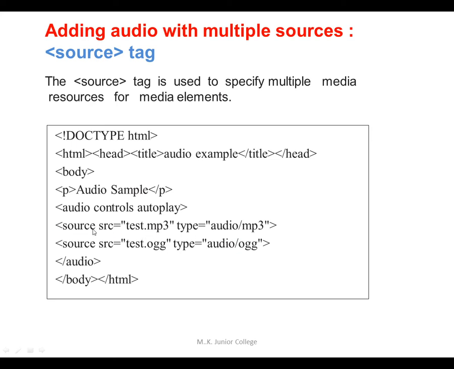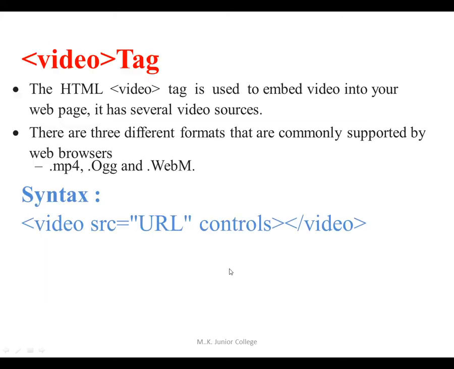The very first source is source src test.mp3, type audio, which is the format of mp3. And next, in case this source is not available or there is some technical problem with this source, then your browser will automatically go with the next source, and the next source is source src test.ogg, type audio, where ogg is the format. Then you close your audio, close body, close HTML, save your file and open it in a browser again. So we'll see the output on the browser.